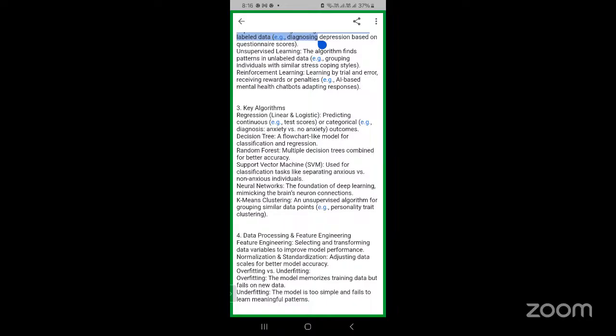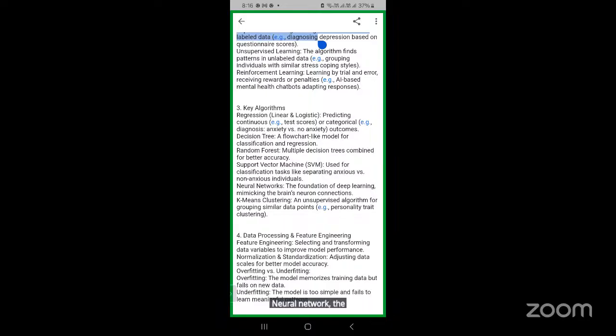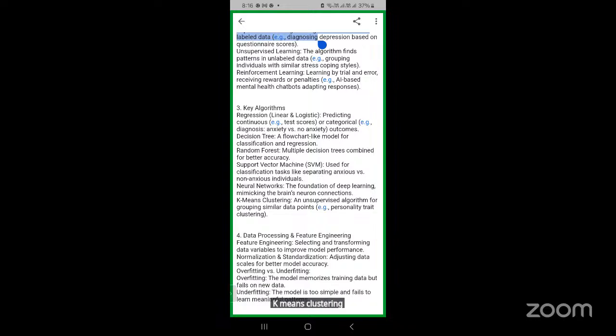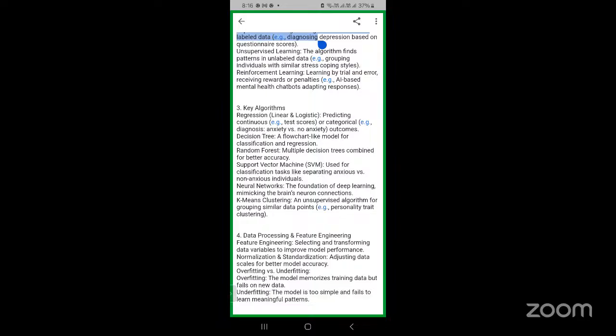Support vector machine used for classification tasks like separating anxious versus non-anxious individuals. Neural network, the foundation of deep learning mimicking the brain's neuron connections. K-means clustering, an unsupervised algorithm for grouping similar data points, personality trait clustering. That means in case of machine learning, we are giving some algorithms to the machine, and these are the algorithms we usually provide to the machine.